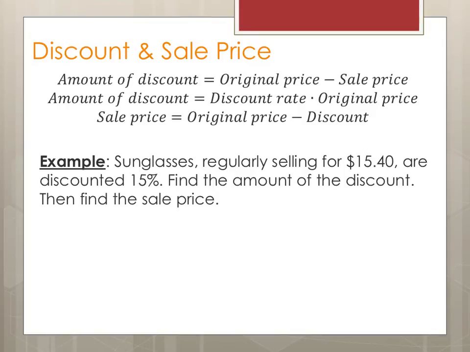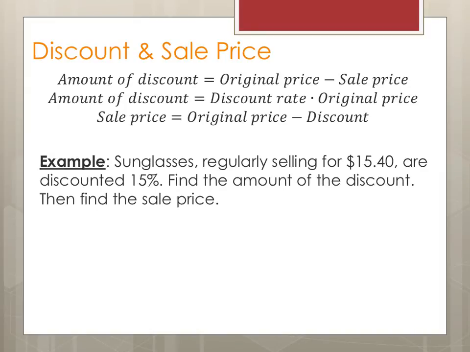But if we're not given the sale price, we're just given a discount rate, we find the amount of the discount by taking the discount rate as a decimal percent, remember always decimal percents, times the original price. And then finally, to find the sale price, you take the original price and then you subtract the discount. Okay, so for example, sunglasses regularly selling for $15.40 are discounted 15%. Find the amount of the discount and then find the sale price.